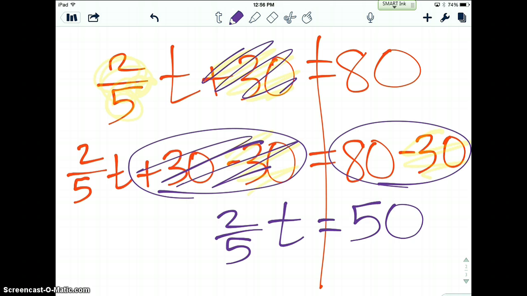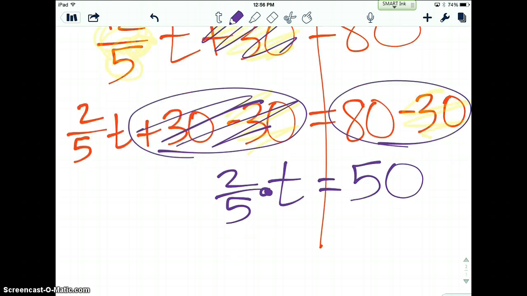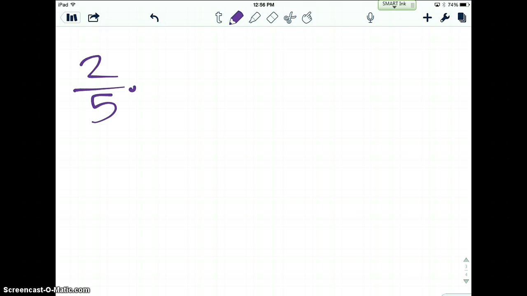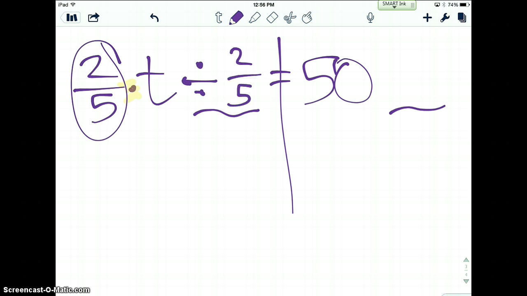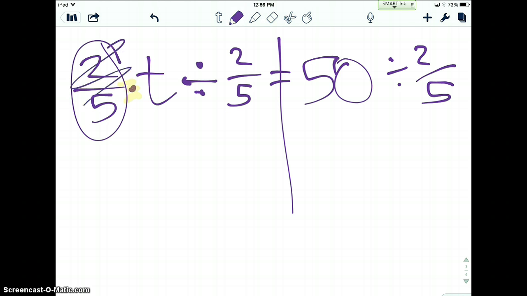And now I have one more step. I need to get rid of this multiplication by 2/5. So how do you do that? Well, I'm going to take 2/5 times T. I'm going to do something, so I'm going to leave a space. And then my 50. I'm going to do something to that too. So what is the inverse of multiplication? Well, that is division by the number we want to vanish, which is 2/5. So I'm going to do that to both sides of the equation. And now since I did that, those will vanish, go away.